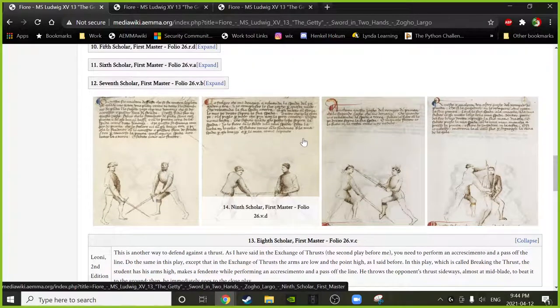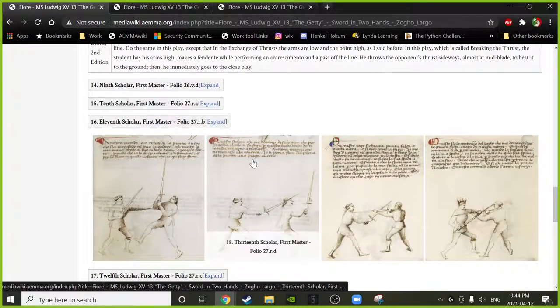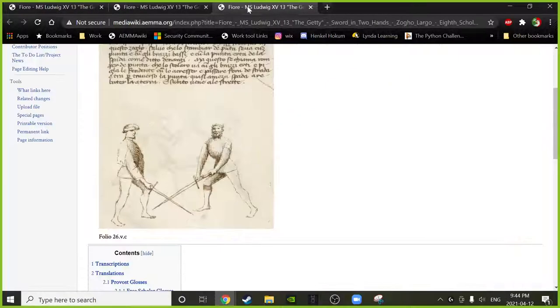Okay, these next two are all from Breaking a Point. Actually, this one is as well, in my opinion, but let's take those as they come. So, okay, cool. Breaking the point. There are two main concepts that Fiore talks about against thrusts. He talks about exchanging the point, and he talks about breaking the point.